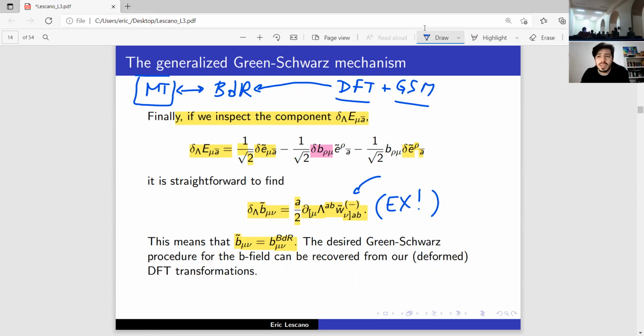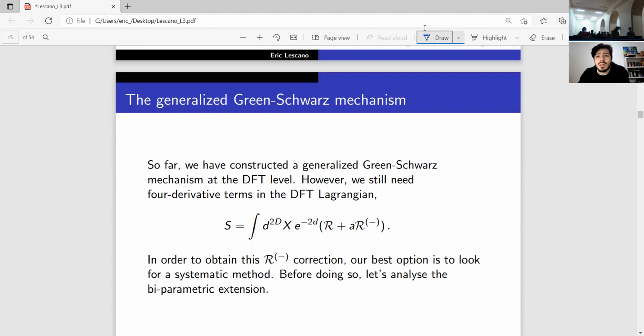So finally, the idea is we have constructed this Green-Schwarz mechanism at the DFT level, but we still need the four derivative terms. We still need these four derivative corrections at the DFT level. We need some heuristic argument, but the problem here is that heuristic arguments are very hard to perform since we do not have a Riemann tensor. So we cannot propose a kind of Riemann square term at the DFT level, because the Riemann tensor is not completely determined in double field theory. So this heuristic argument is really hard to perform in this way. So our best option is to look for a systematic method. This was what Emmanuel was asking. We want a kind of geometric procedure in order to obtain both these terms in the action and the transformations.